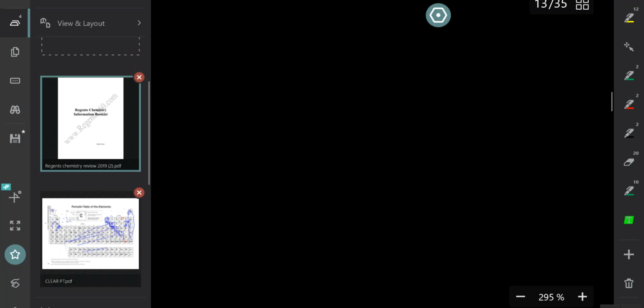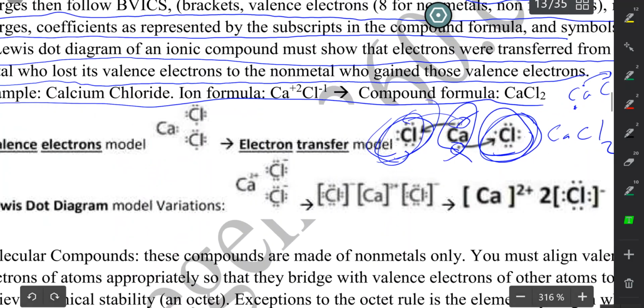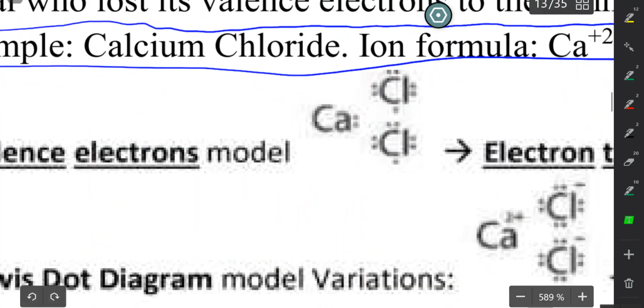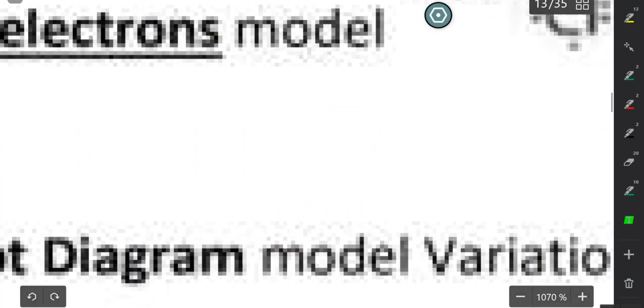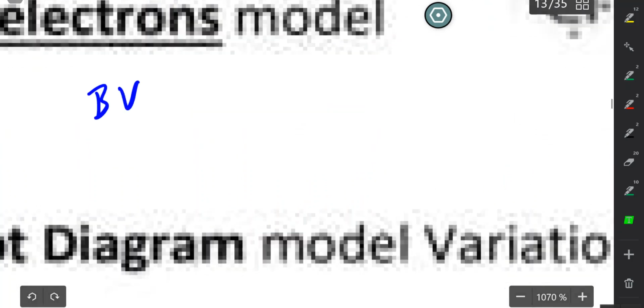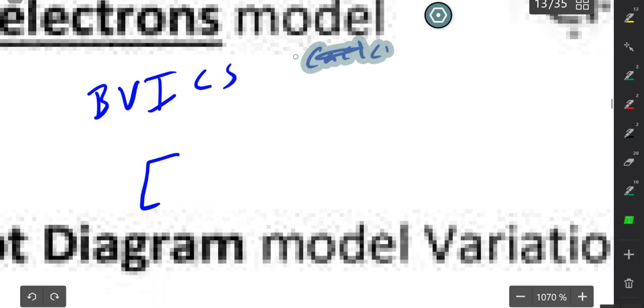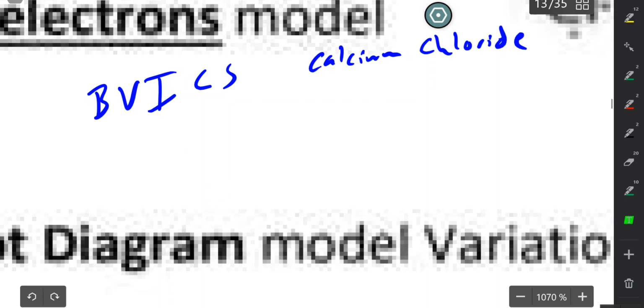Now, how do we draw the Lewis dot diagram of CaCl2? Very simple. Let's follow BVICS. So BVICS stands for B, brackets. Put those brackets. Well, first of all, what is your compound? Your compound is calcium chloride. Okay? First, you need to know what the formula for calcium chloride is before we go into BVICS. What is the formula for calcium chloride?